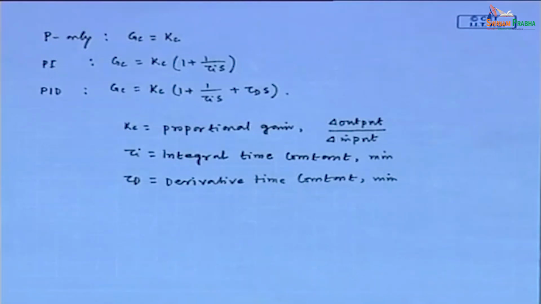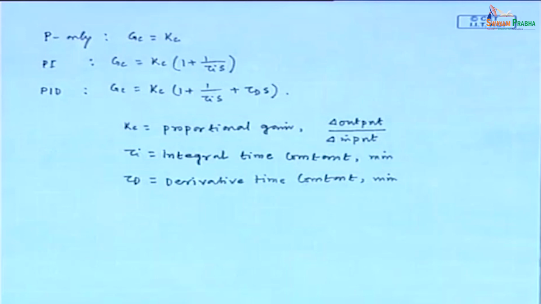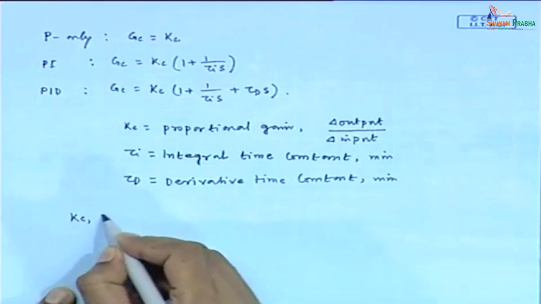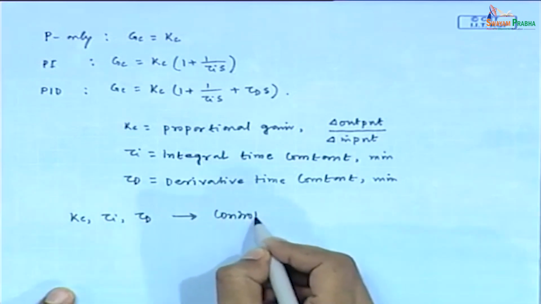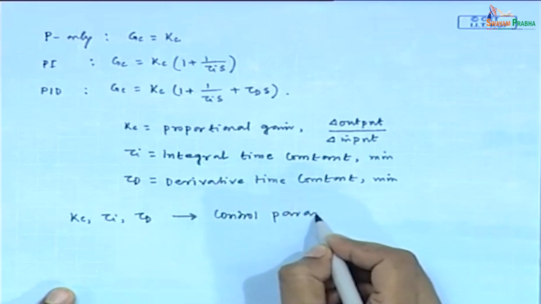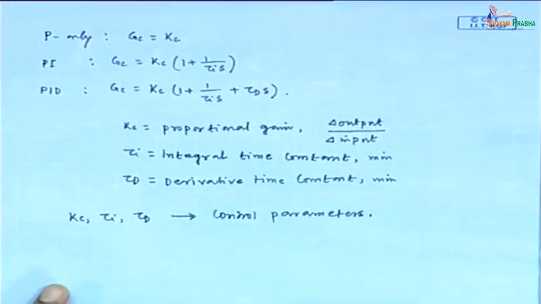Fine. So, these three parameters, Kc, tau I and tau D, are the control parameters. Tuning of these parameters will be discussed later. How we can select the values of these three tuning parameters, that will be discussed later.